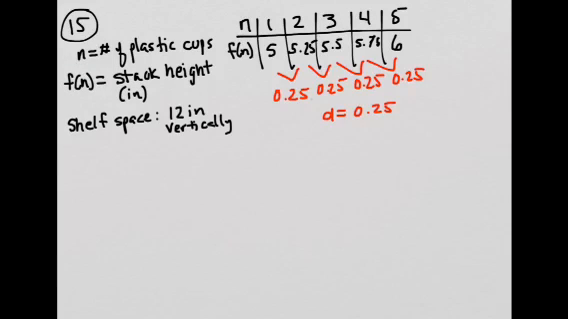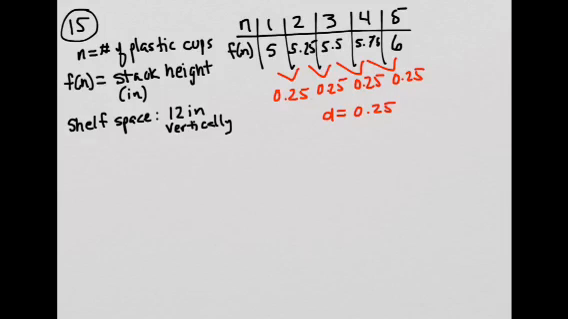Alright, so for 15, you're stacking some cups to place on a shelf. The shelf has 12 inches of space vertically, but at the same time, you don't want the stack to reach all the way to the top. You want a little bit of space, a little gap on the top.